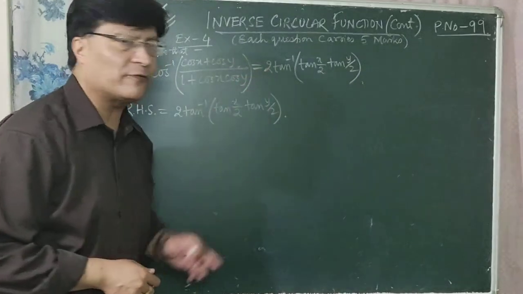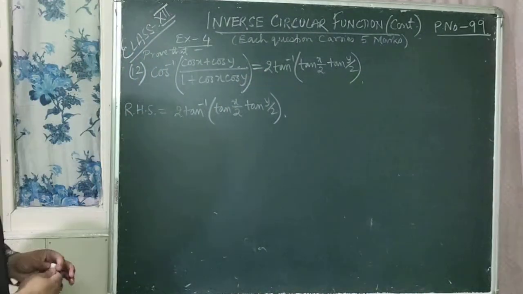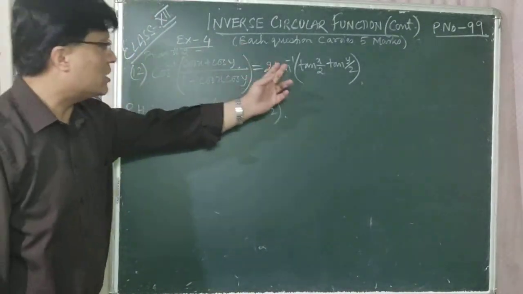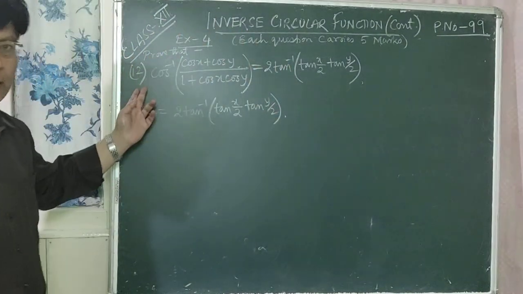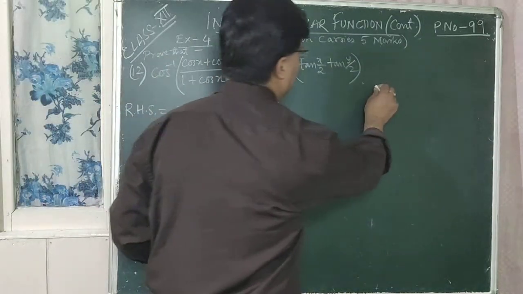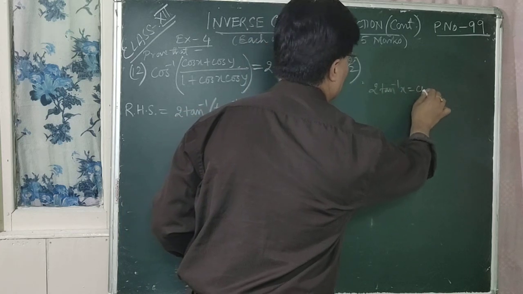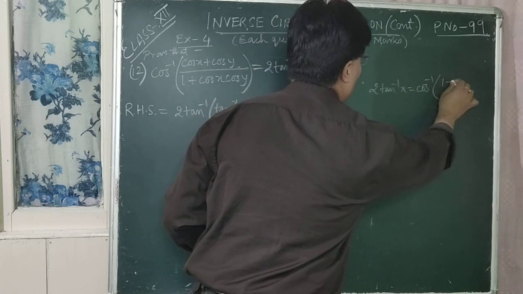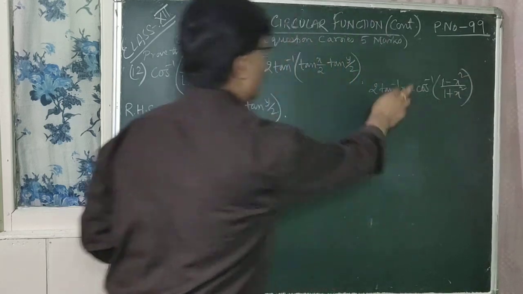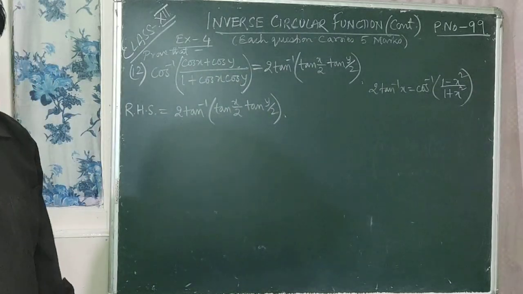So let us prove it from the right hand side, because you know the formula of 2 tan inverse x, isn't it, in terms of cos inverse. So this 2 tan inverse x should be converted in terms of cos inverse. So what is the formula? So 2 tan inverse x is equal to cos inverse within bracket 1 minus x square upon 1 plus x square. So this is the formula that you can use here.